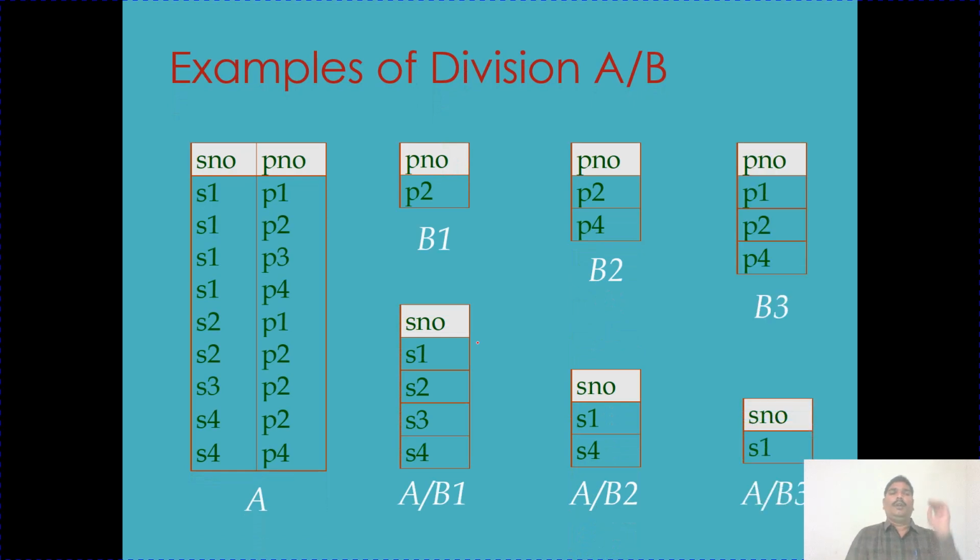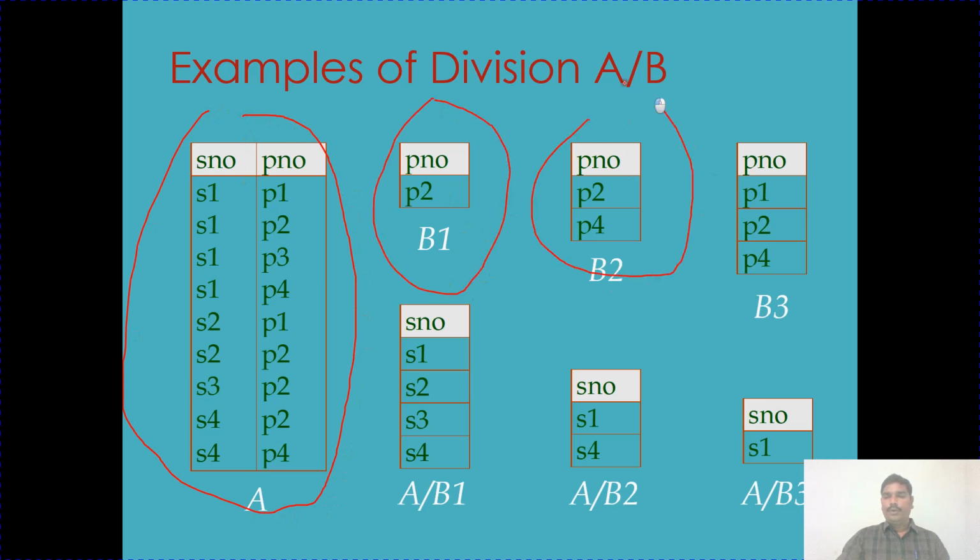So here, see this table, the A table. This is the B1 table, this is the B2 table, and this is the B3 table. Here we are using the operators A by B1, A by B2 and A by B3. Suppose you want to get the data A by B from the relation, that is, the table.